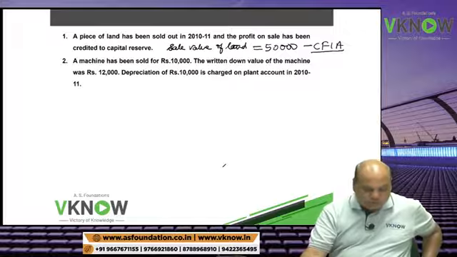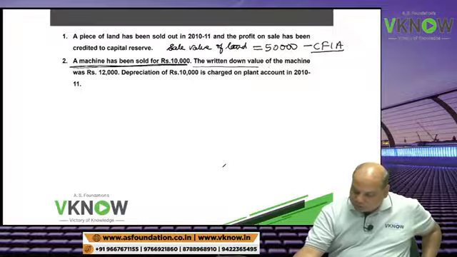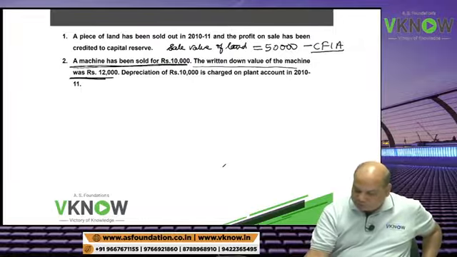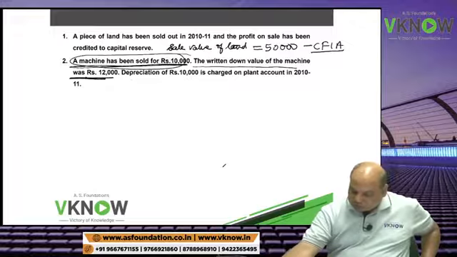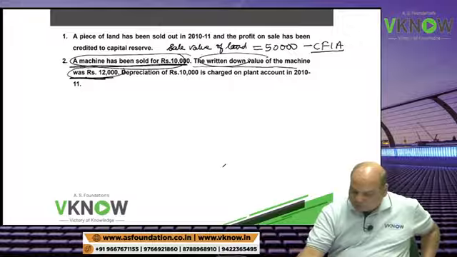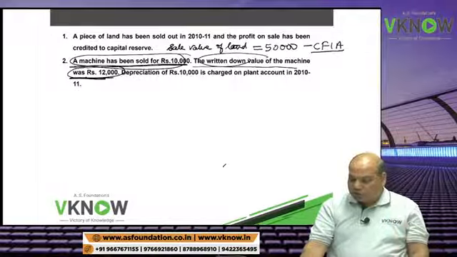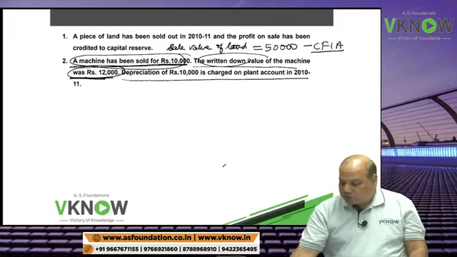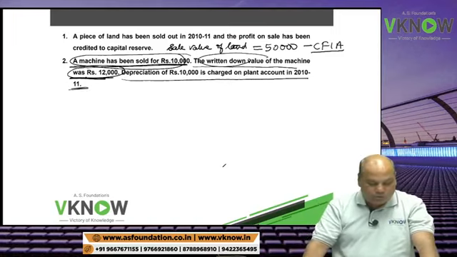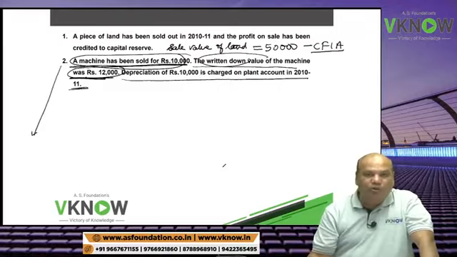Point number 2: a machine has been sold for rupees 10,000. The WDV of the machine was 12,000. Sale value 10,000, WDV 12,000. So what is the loss? The loss is 2,000 rupees. Depreciation of rupees 10,000 is charged in plant account in 2010-11. So I am going to write the journal entry for point number 2. Interested candidates can note it down.